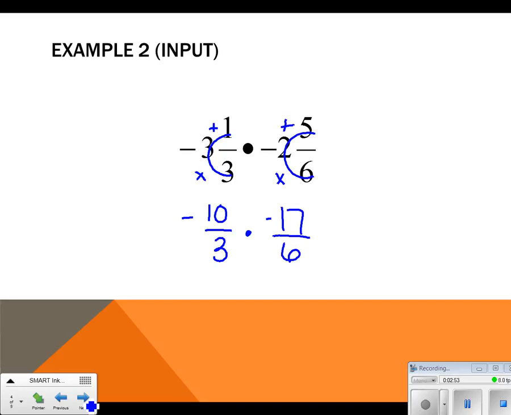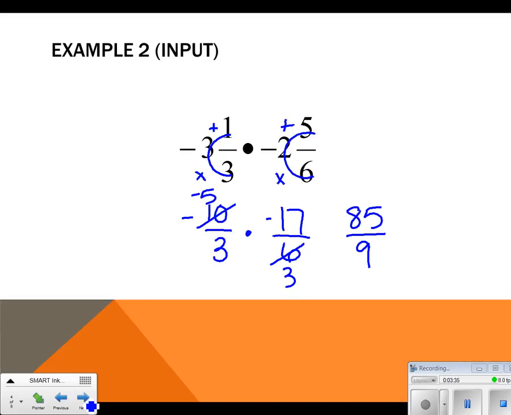Step 2 is only for division. Step 3, reduce. I can reduce the 10 and the 6 by 2. 6 divided by 2 is 3. Negative 10 divided by 2 gives me negative 5. Then I have a 17 and 3. They don't have a common factor other than 1. Step 4, multiply my numerators. A negative times a negative is a positive. And I have 5 times 17, which is 85. Multiply my denominators, 3 times 3. Step 5, reduce if necessary. Step 6, change improper to mixed.